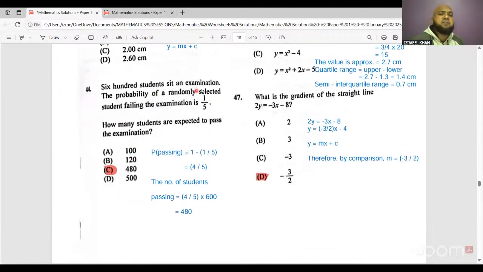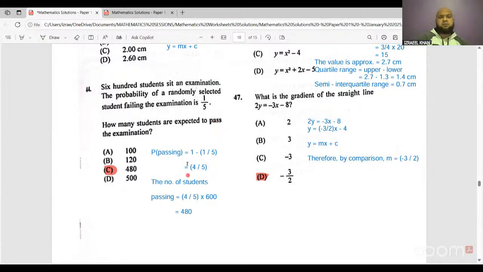44. 600 students sit an exam. The probability of a randomly selected student failing the exam is 1/5. How many students are expected to pass the exam? We all know total probability is 1, so 1 minus 1/5 gives me the probability of passing. Failing is 1/5, and you can either fail or pass, right? The probability of passing is 1 minus 1/5, that is 4/5.